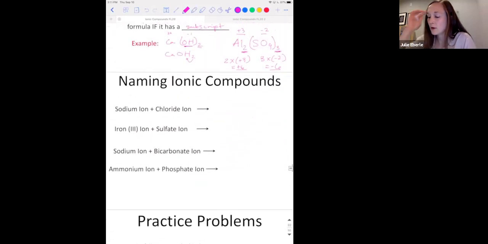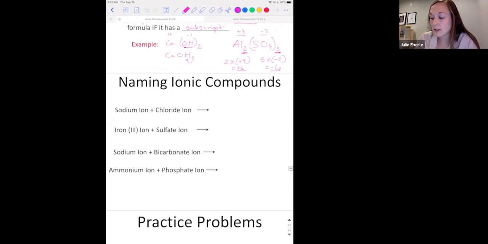Okay, so I want to practice with this slide as well. We're going to just practice this a whole lot today because this is definitely going to be on the exam. I could either give you a formula and have you write the name of the compound, or I could give you the name of the compound and have you write the formula. All right, and that will for sure be on the exam. So let's look at these.